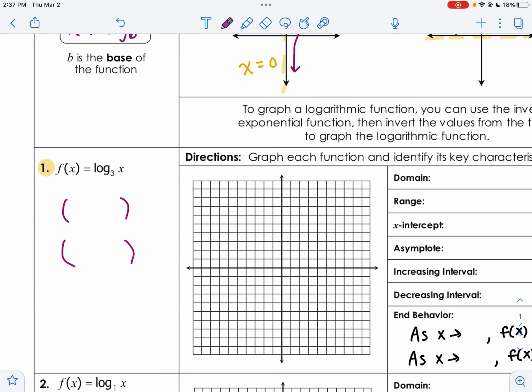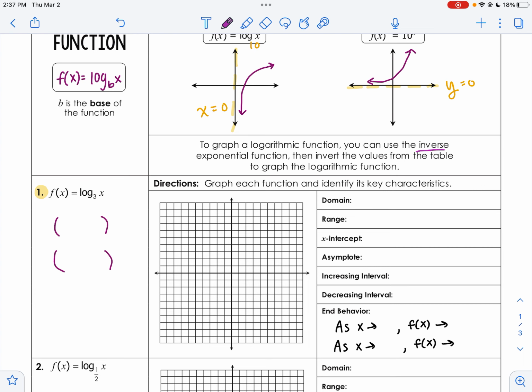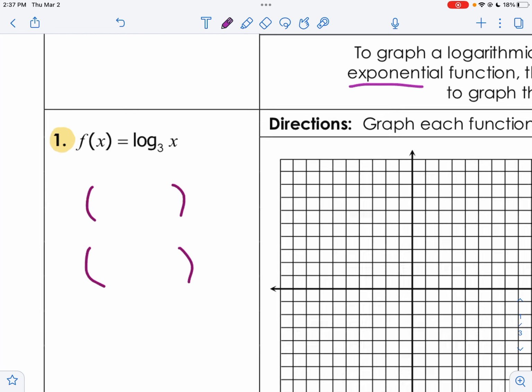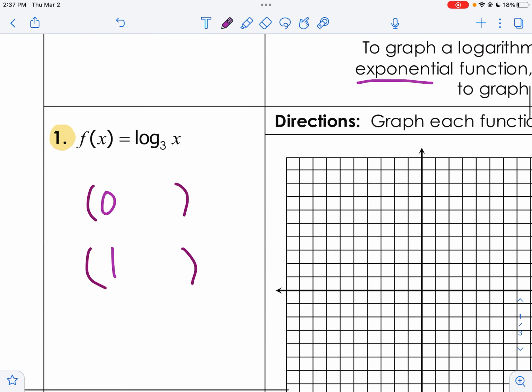To graph any kind of log function, they do give you advice here that you can use the inverse exponential function. So in other words, turn log base 3 of x into 3 to the x, and then take those points and invert them. Or you can think in the same way we thought yesterday, right? To get our points yesterday, we always started here. We said, okay, either 0, 1 are our points, or if we have a fraction, I'd pick 0 and -1, for example, right? But instead of doing that here, instead of making my x values 0 and 1, I'm going to make my y values 0 and 1.